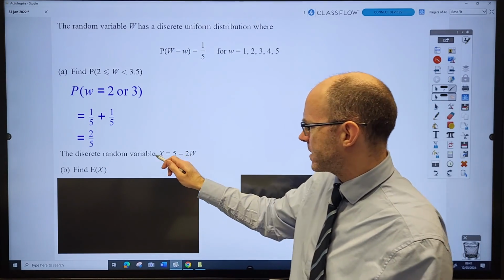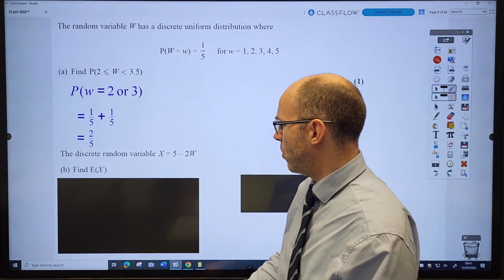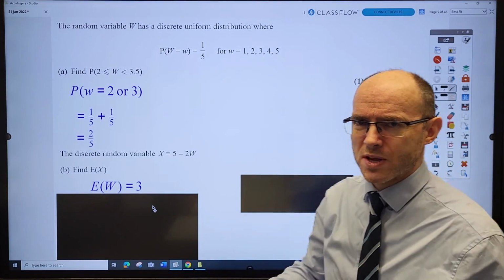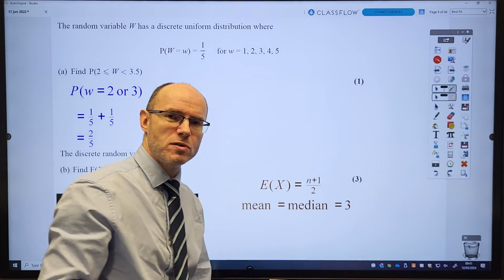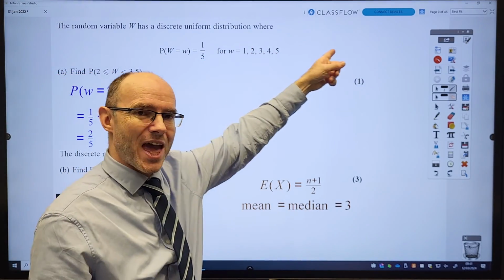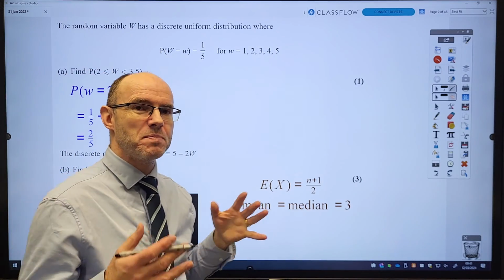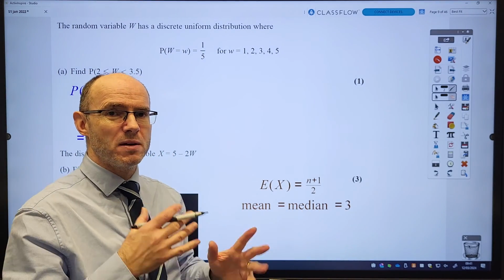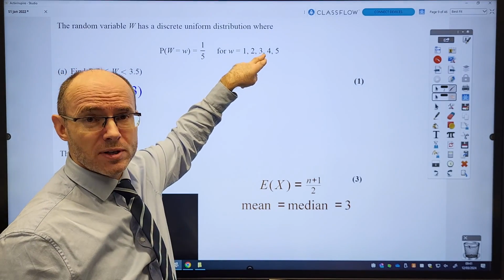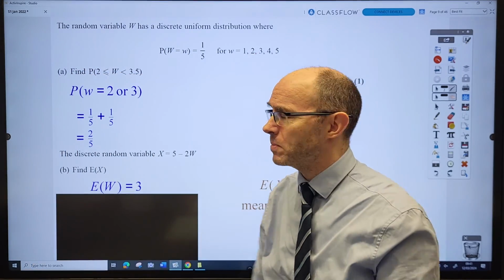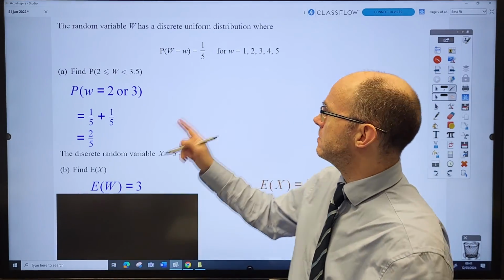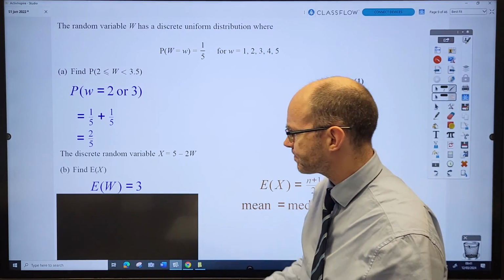The discrete random variable X is 5 minus 2W. Find the expected value of X. So the first thing we'll do is work out the expected value of W, which is 3. Let's just pause there for a moment to understand why that is. When you've got a discrete uniform distribution, you can use the simple formula of (n+1) over 2, as long as it's from 1 to n. Or alternatively, because it's a symmetrical distribution, the mean, median and mode are all the same. Well, in this case, the mean and median in particular. And the median is 3, that's also the mean. Or alternatively, if you don't believe me, you just add all those numbers together and divide by 5 and you'll get 3. Anyway, the expected value, the mean of that, is going to be 3.